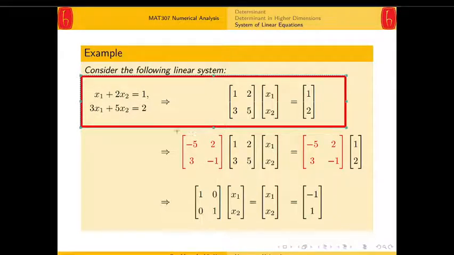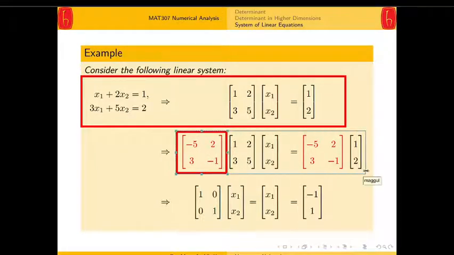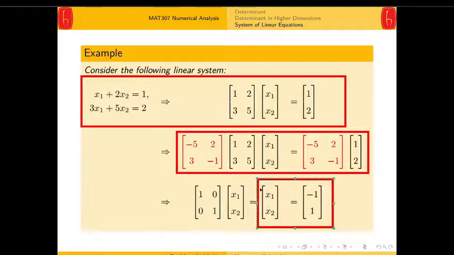Say somehow we can find the inverse of this matrix, and say the inverse is given like that. If we multiply both sides from the left by this matrix, we will have identity on the left side. If you multiply them out, you will see you obtain identity, and identity times the vector of unknowns gives us the vector of unknowns itself. The matrix vector product on the right gives us this vector, which is our solution. So x1 is -1 and x2 equals 1.